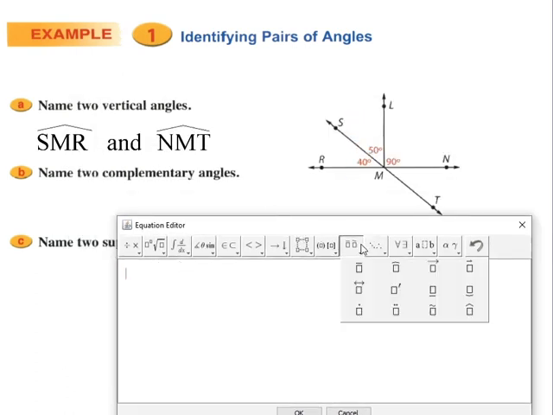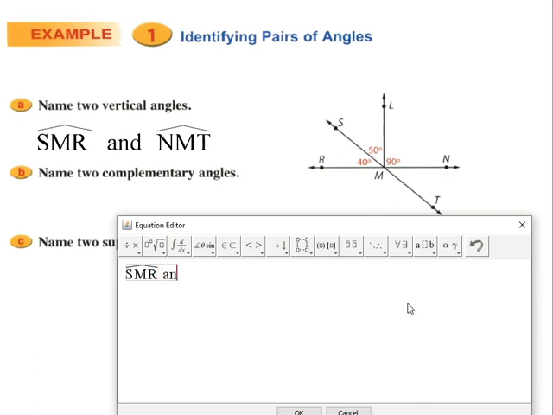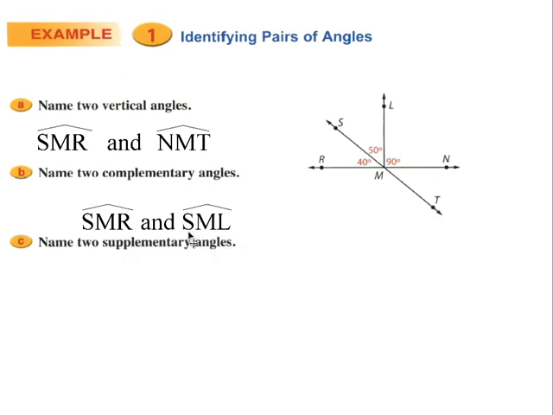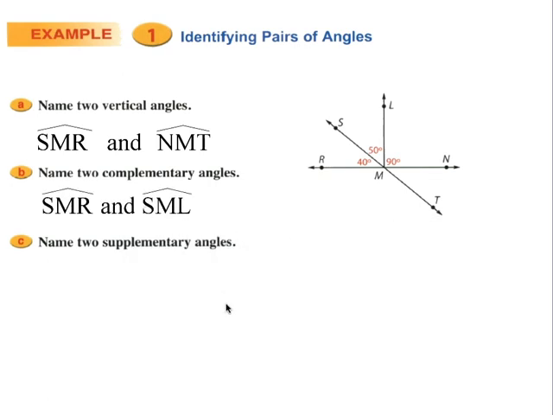SMR. So first the angle symbol of SMR. And SML. So why SML? Because 40 plus 50 makes 90. So for complementary angles, the total must be 90, SML. Don't forget the vertex is always at the middle. So that's our second answer.